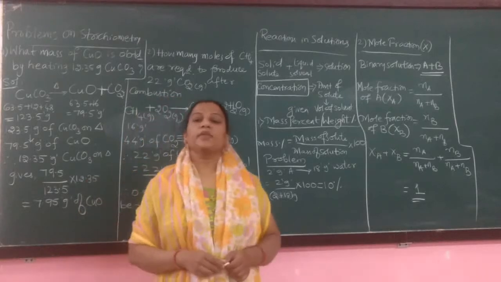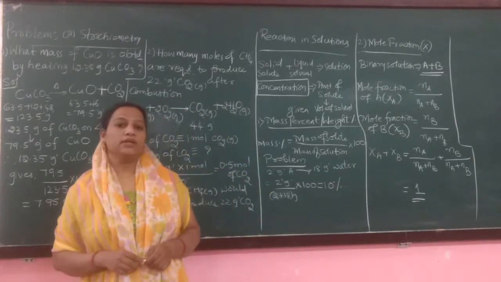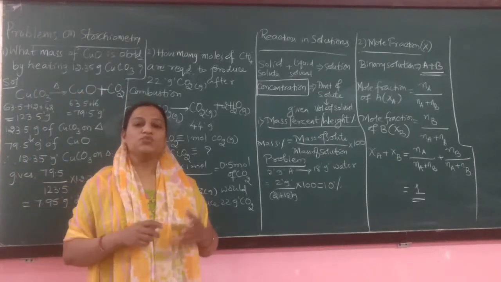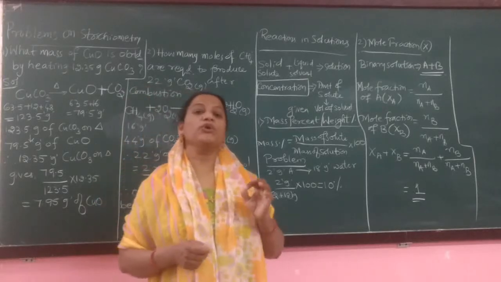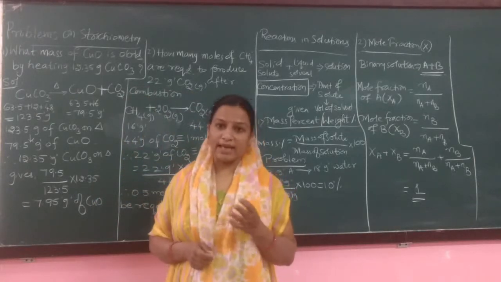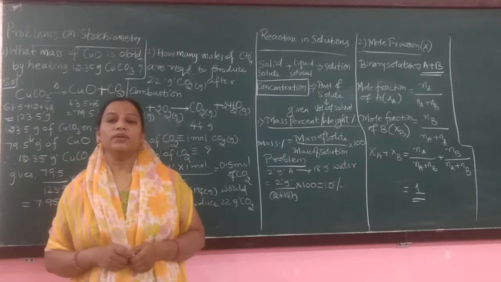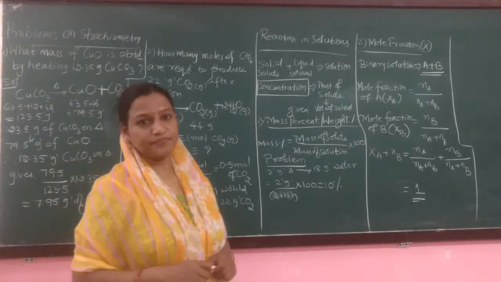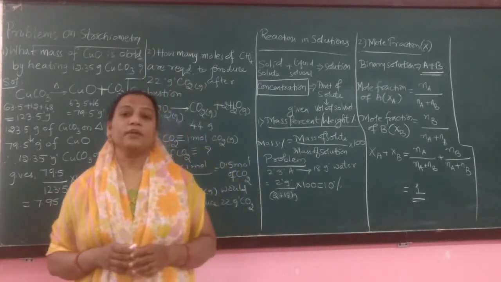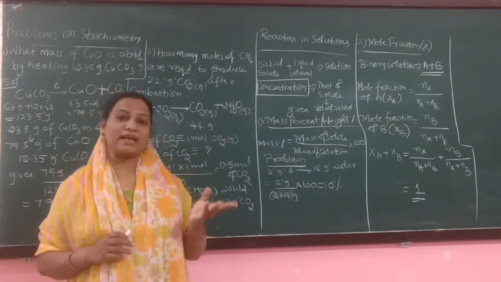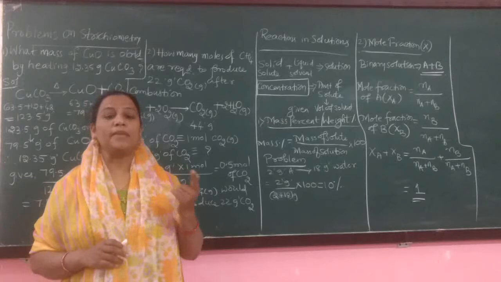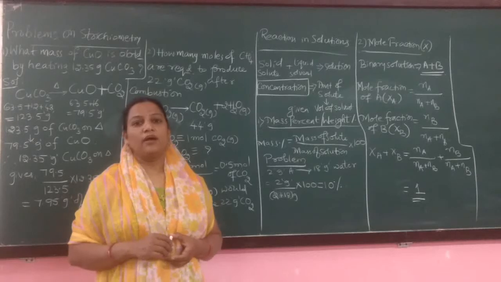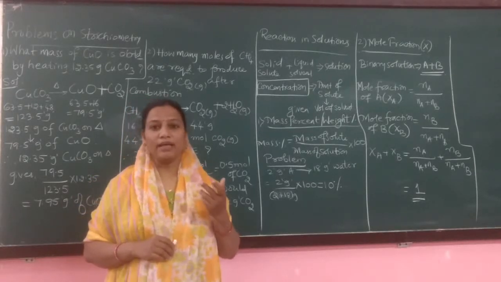Hello students, let me continue with the last part of some basic concepts in chemistry. As we were discussing in the last class about stoichiometry and stoichiometric calculations, I have already told that the calculations are done based on the balanced chemical equation. Problems will be given based on the mass-mass relationship of the reactants and products, or the mass-number of moles relationship between the reactants and products.